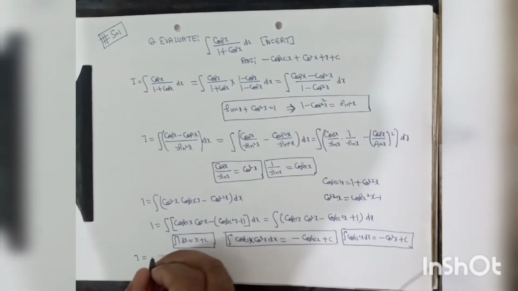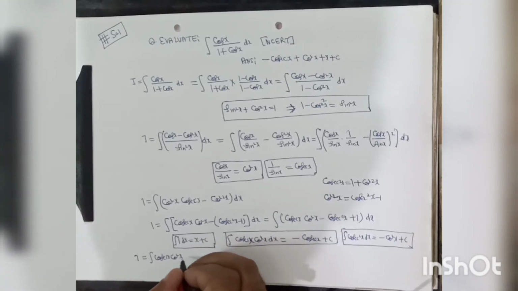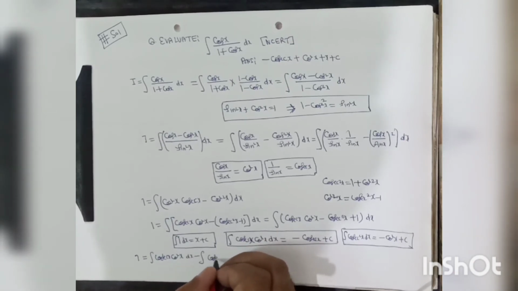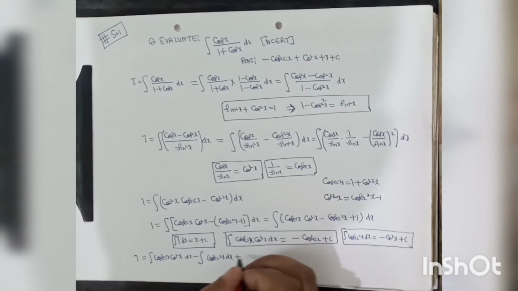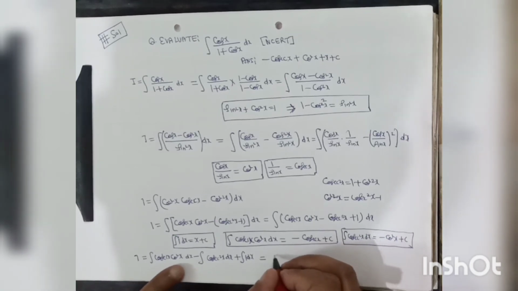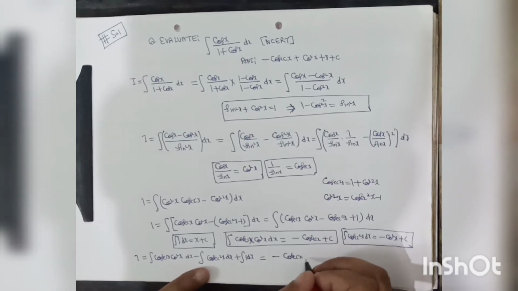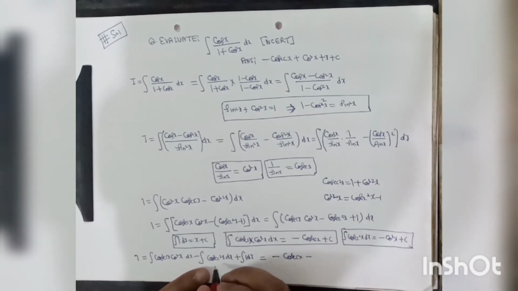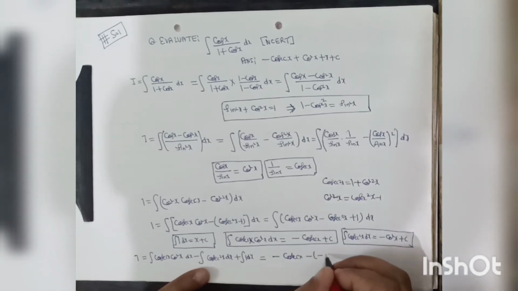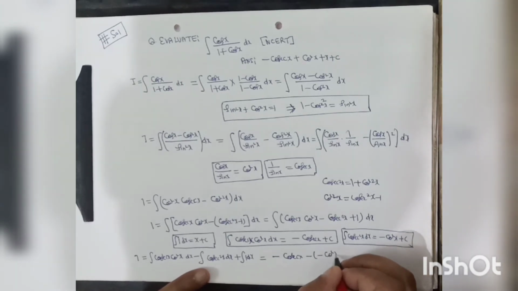So this may be written as the integration of cosec x into cot x dx minus the integration of cosec square x dx plus the integration of 1 dx. Now we know the integration of cosec x into cot x dx is equal to minus cosec x plus c. So this may be written as minus cosec x, minus the integration of cosec square x dx. This may be written as minus cot x plus c, because the integration of cosec square x is equal to minus cot x plus c. So it will be minus of minus cot x, plus the integration of 1 dx is equal to x plus c.